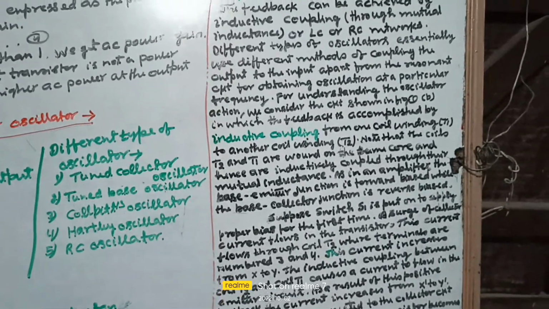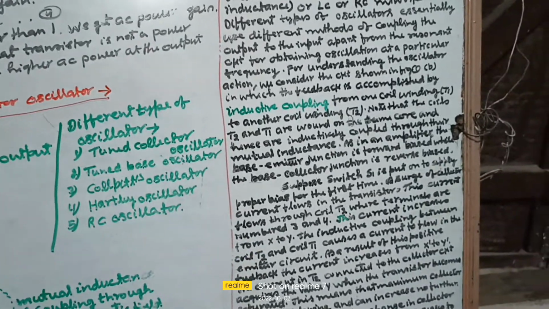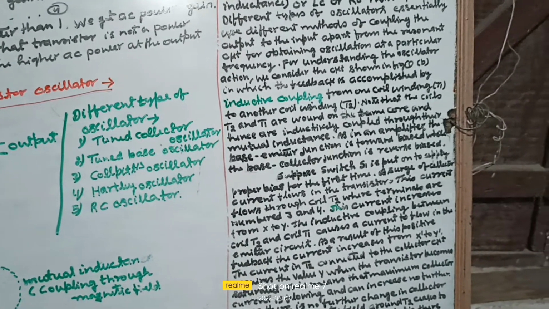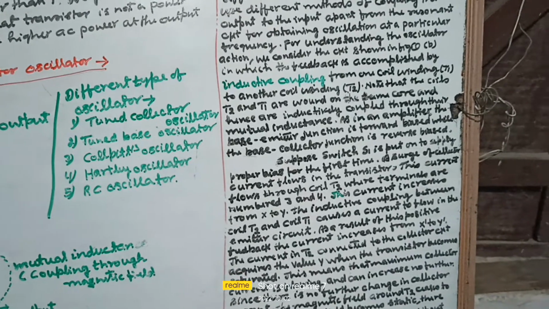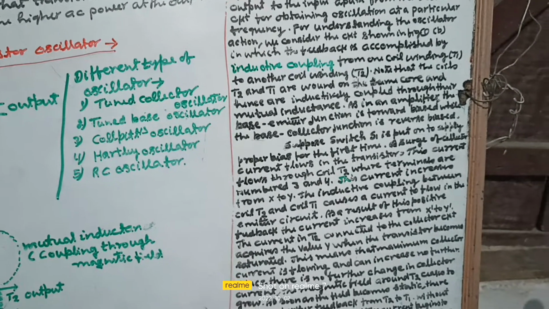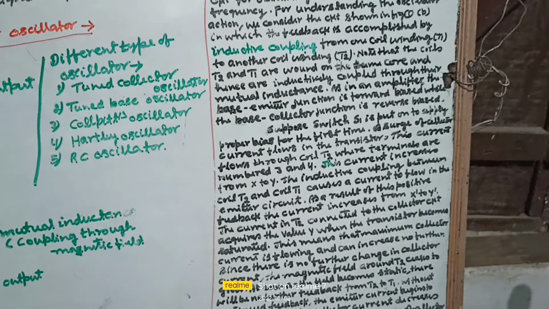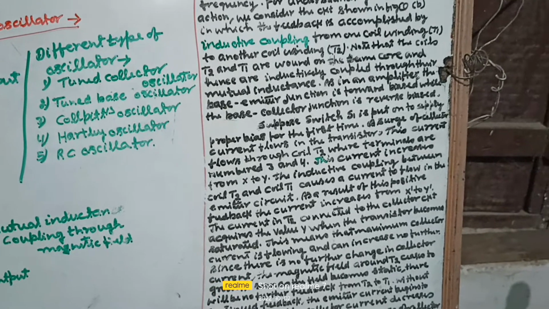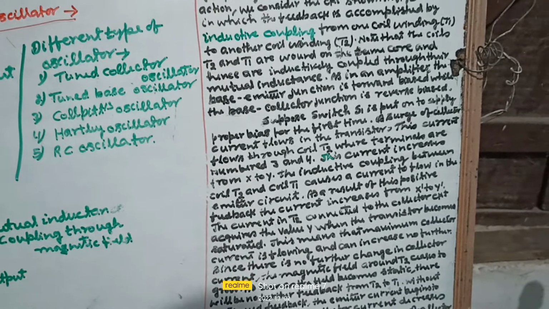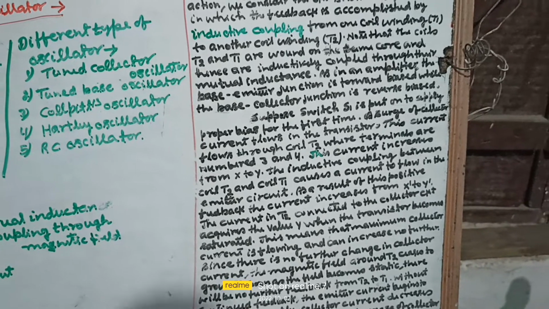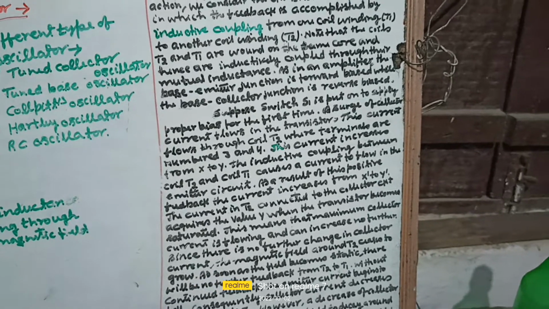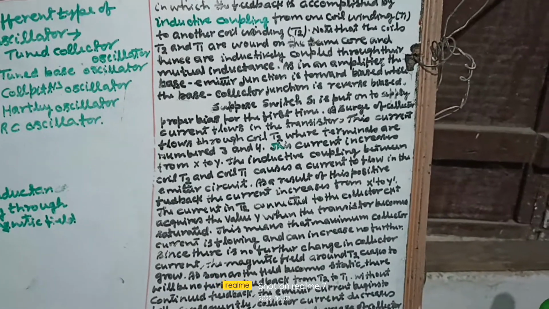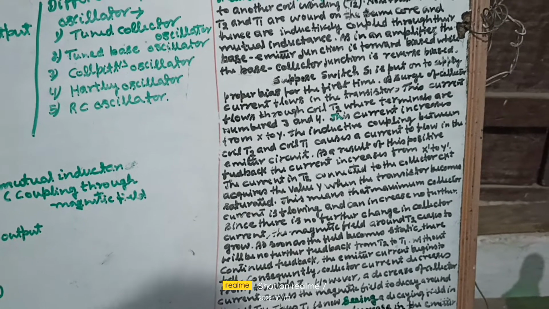For understanding the oscillator action, we consider the circuit shown in figure 1b, in which the feedback is accomplished by inductive coupling from one coil winding T1 to another coil winding T2. Note that the coils T2 and T1 are wound on the same core and hence are inductively coupled through their mutual inductance. As in an amplifier, the base-emitter junction is forward biased while the base-collector junction is reverse biased. Suppose switch S1 is put on to supply power bias for the first time.